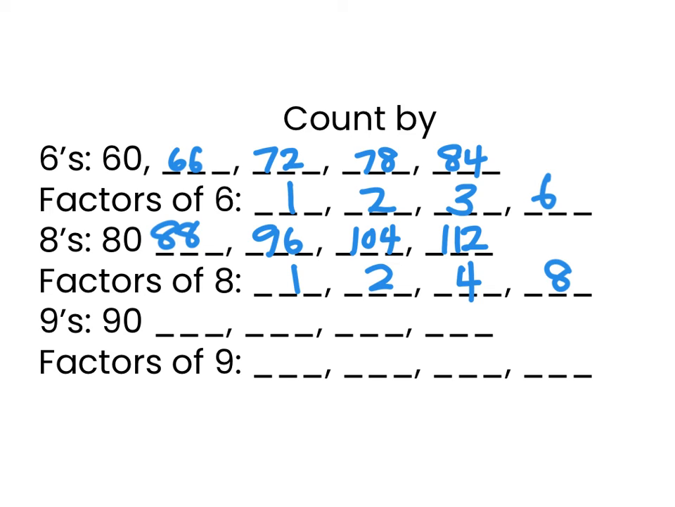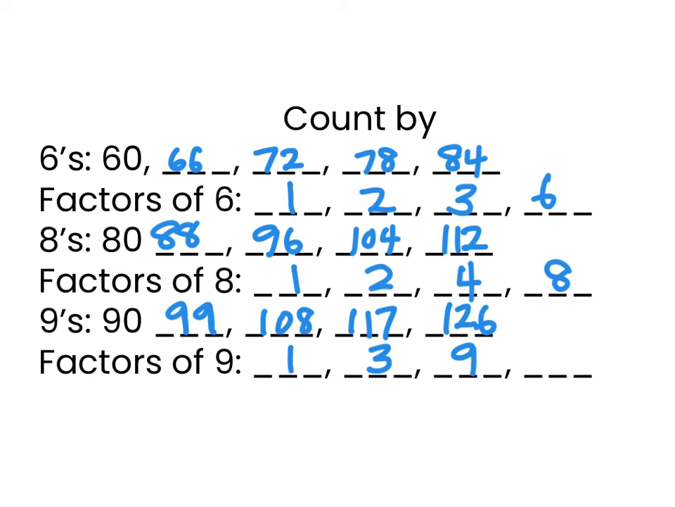Okay, the last one we're going to try is going on from 90 by 9s. So again, these would be multiples of 9. So 90, 99, 108, 117, and 126. Multiples of 9. Factors of 9 are the numbers we can multiply together to equal 9. So those factors are 1 times 9, always 1 times the number itself. And then we also know that we can multiply 3 times 3. And since 3 is repeated, we'll only write it down once. So those are our factors of 9.